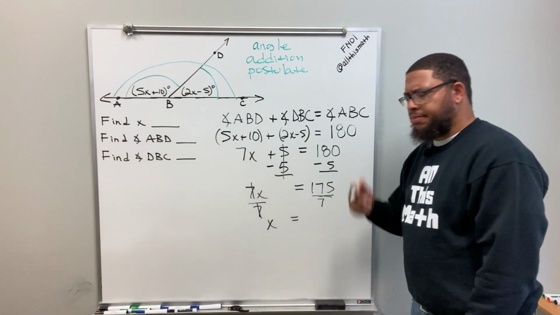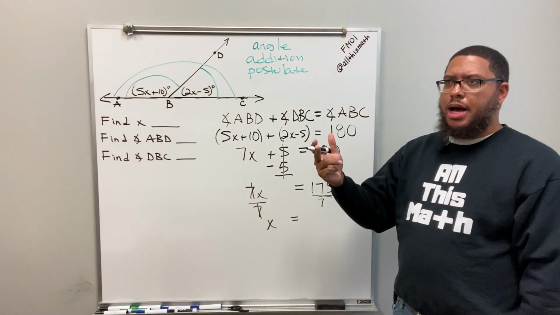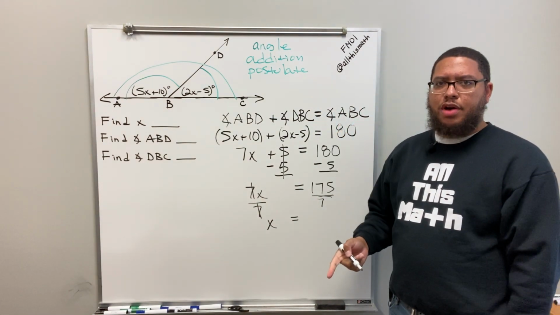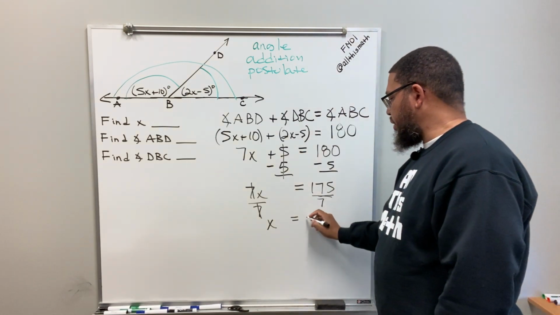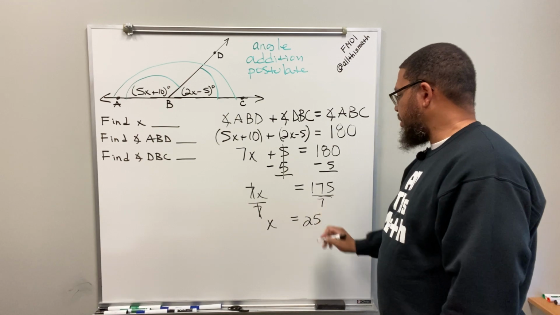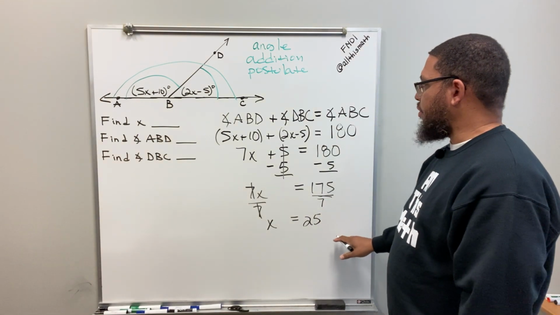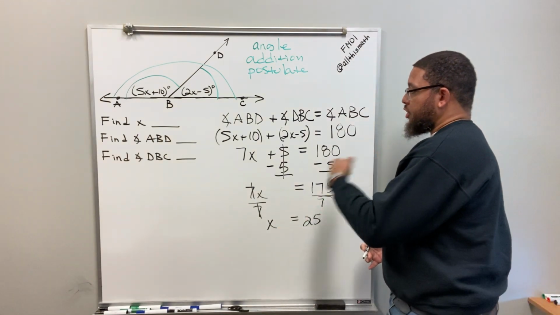175 divided by 7. Something should click in your mind. How many quarters make up $1.75? 7 of them, right? Therefore, 175 divided by 7 is 25. So x is 25. Now, let me run back and check my work.